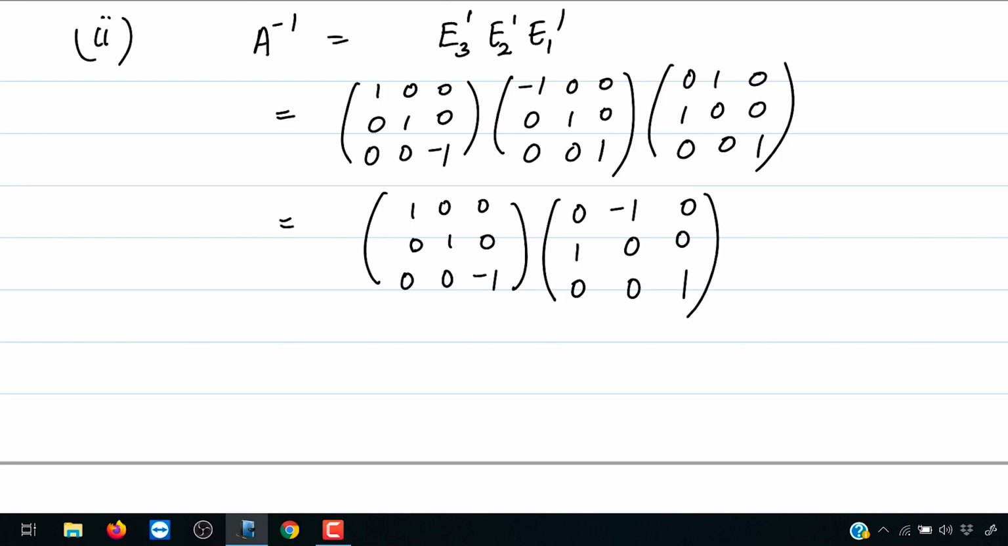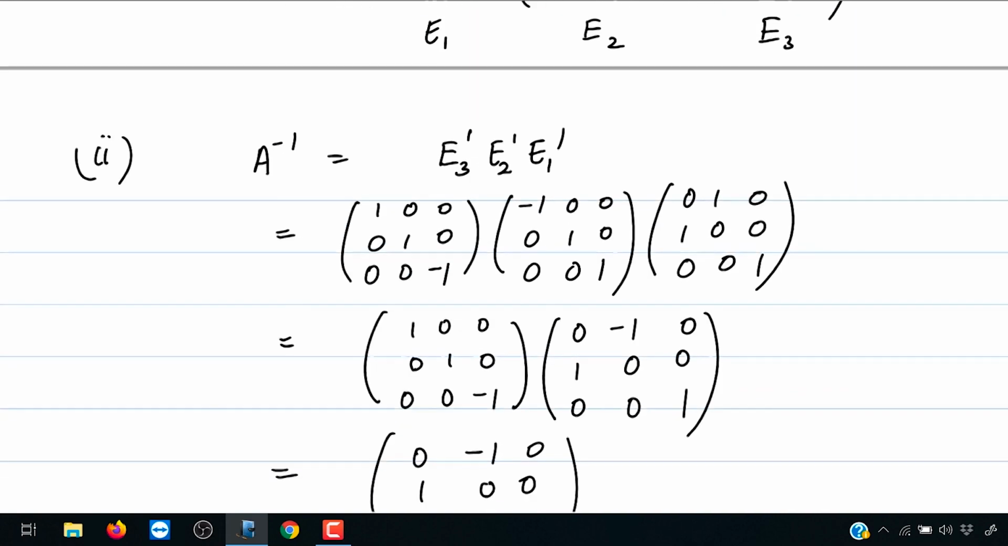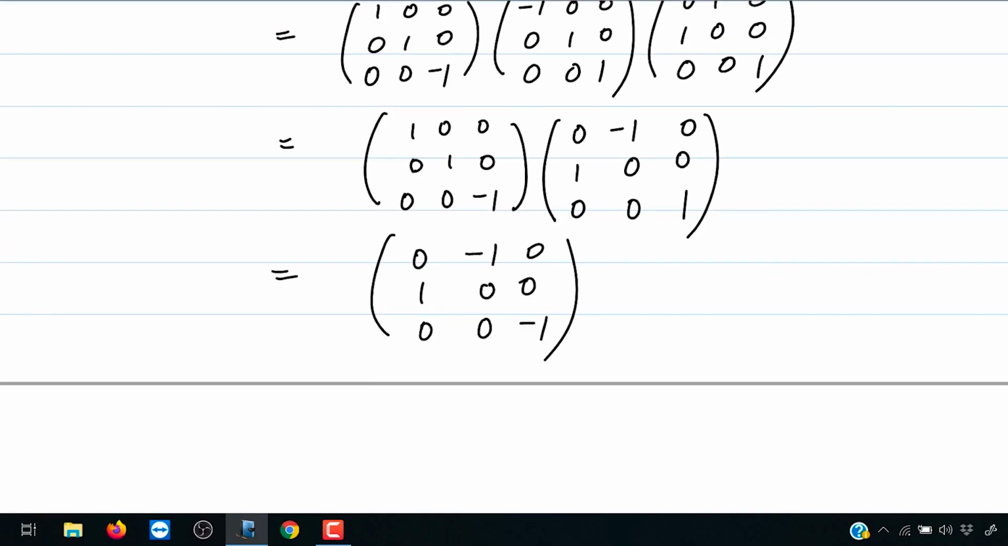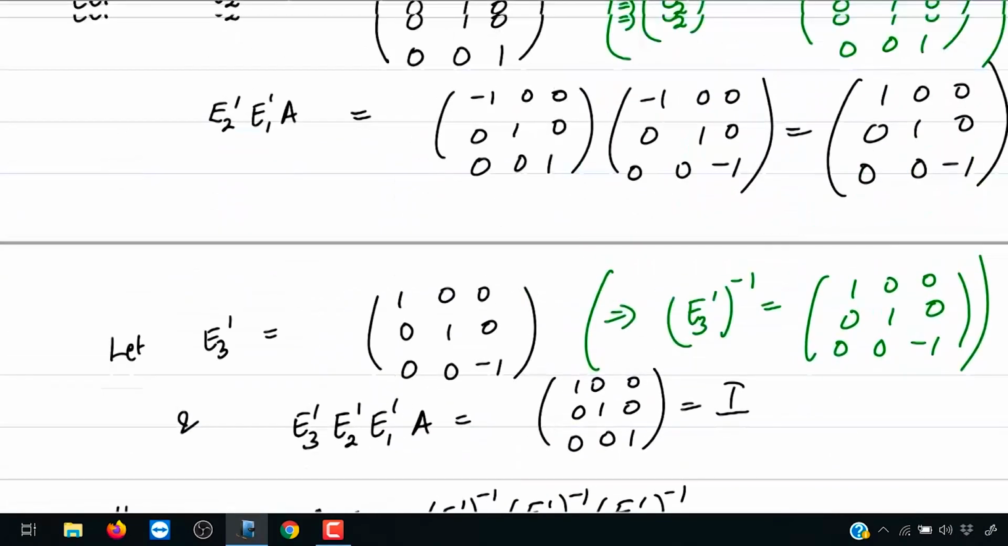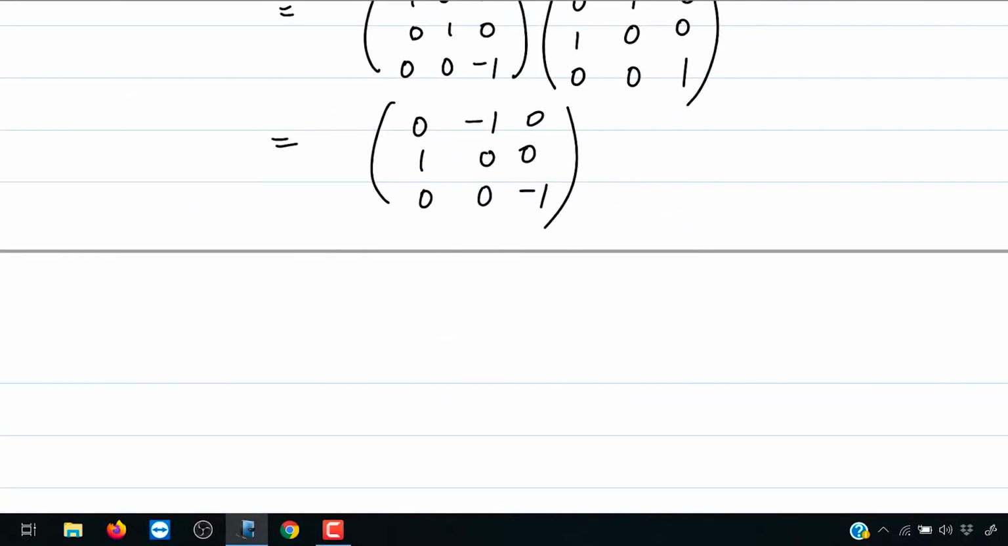And how about this? We can think of this as a row operation from the left. So this is going to be 0 minus 1 0, 1 0 0, 0 0 minus 1. So this is going to be the inverse of our given matrix. You can check that this indeed is the inverse. You should just get hold of the A, which was 0 1 0, minus 1 0 0, 0 0 minus 1.